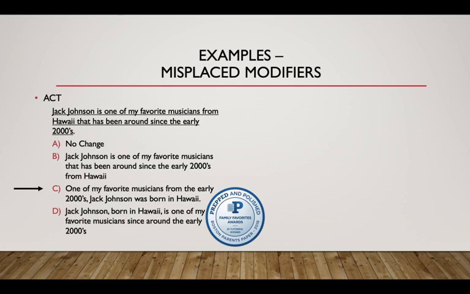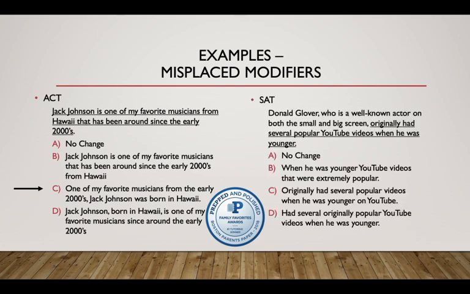Now, I go with answer choice C because one of my favorite musicians from the early 2000s, who? Jack Johnson, was born in Hawaii. With D, Jack Johnson, born in Hawaii, is one of my favorite musicians since around the early 2000s. It gets a little bit wordy, so sometimes you can even have a little bit of rhetoric mixed in with some of these modifiers. All right, let's take a look at an example from the SAT.